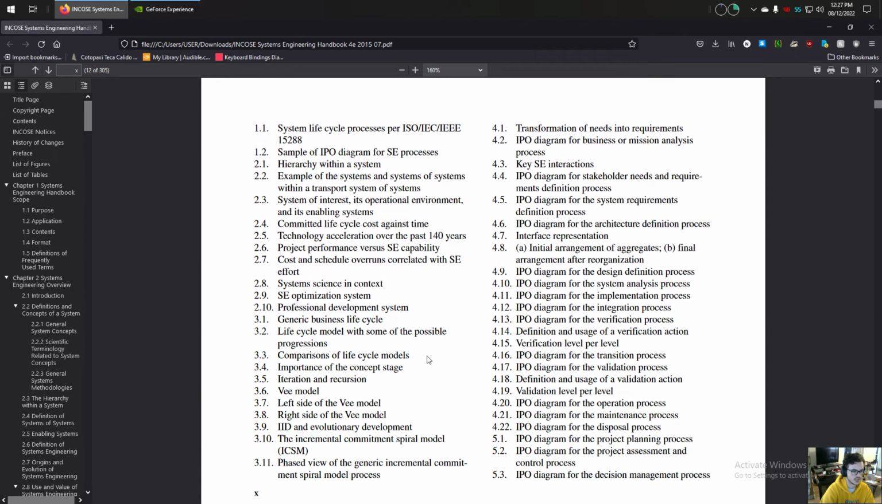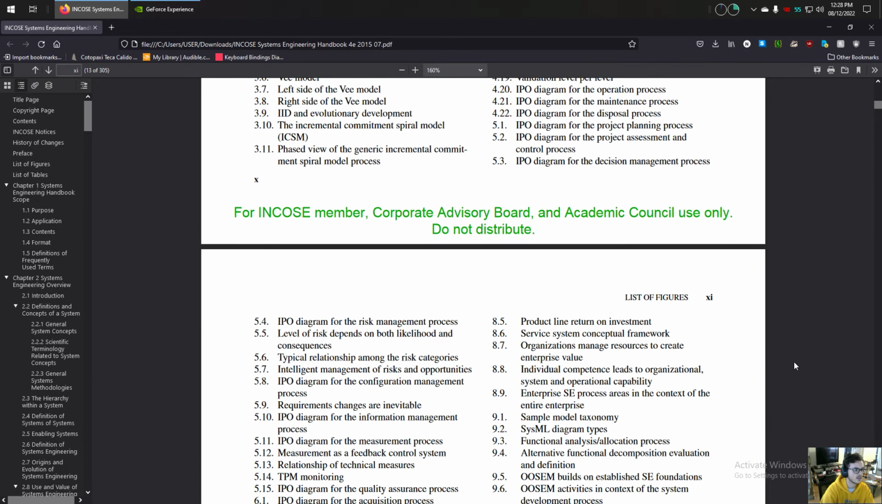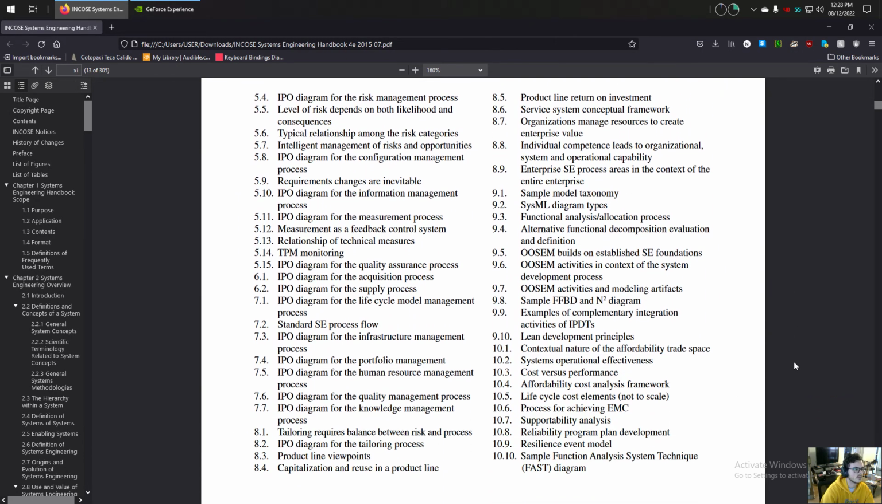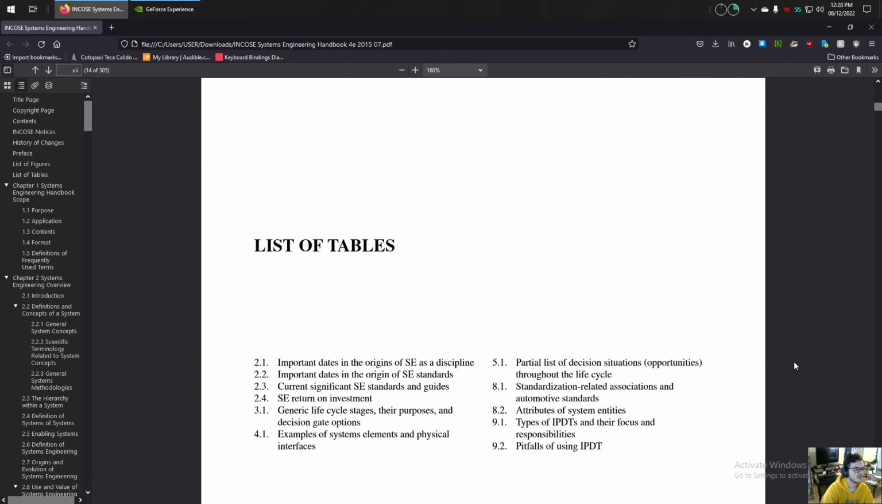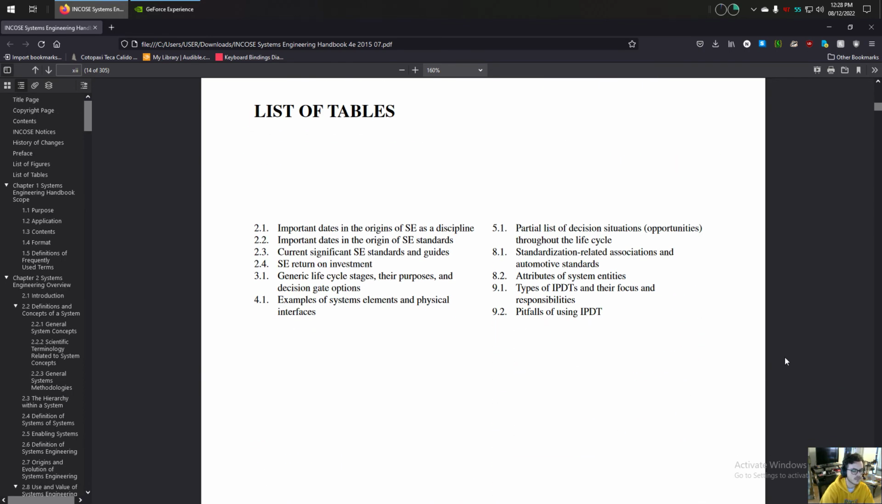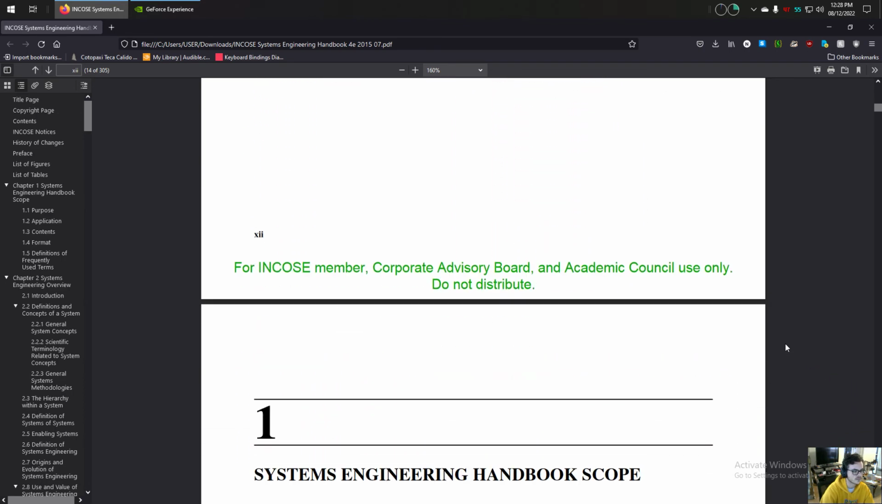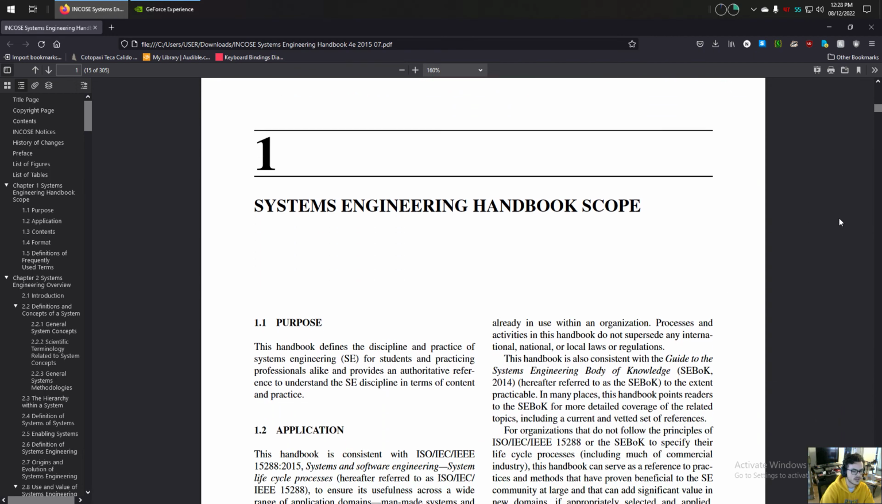And then here's a list of figures. A list of tables. And that's the end of the preface.